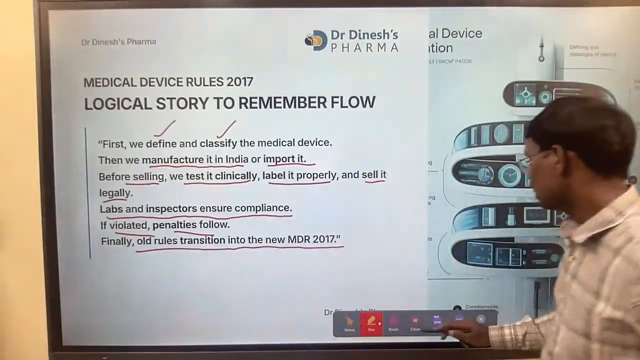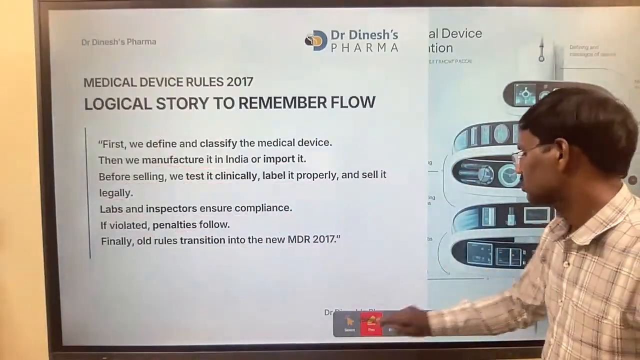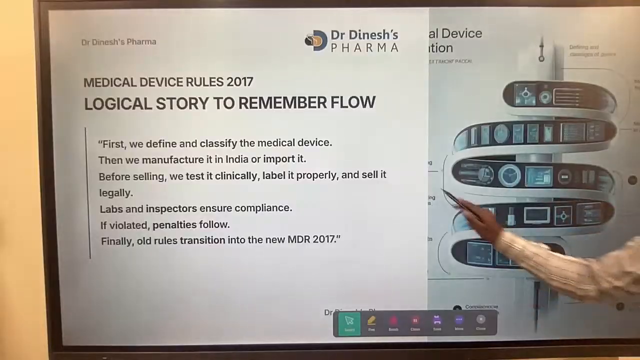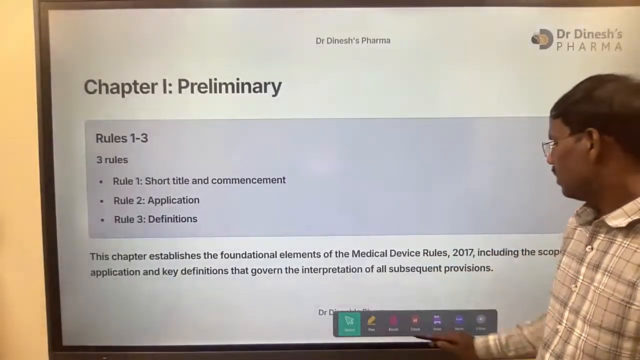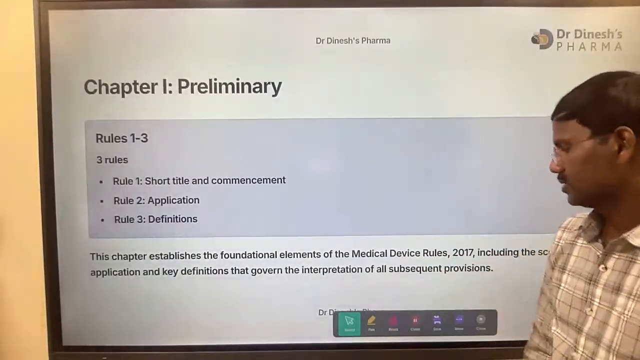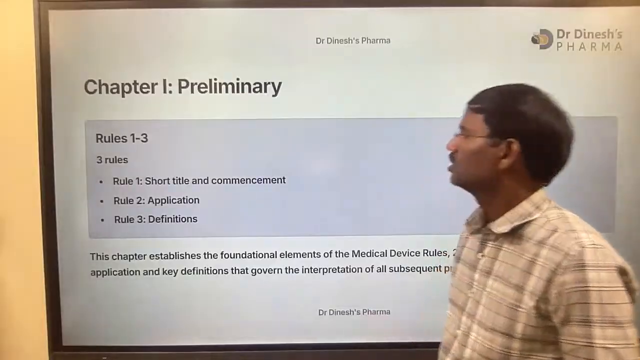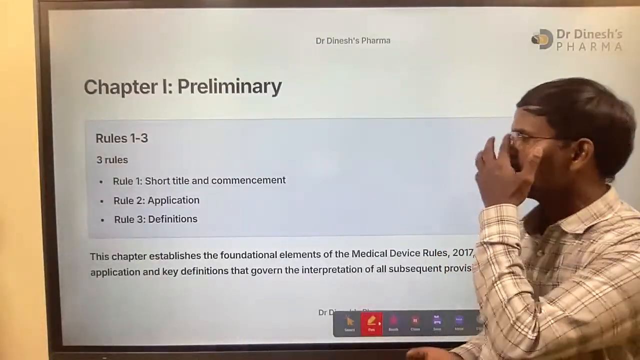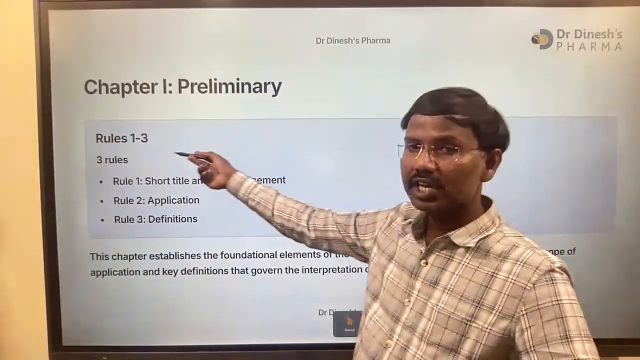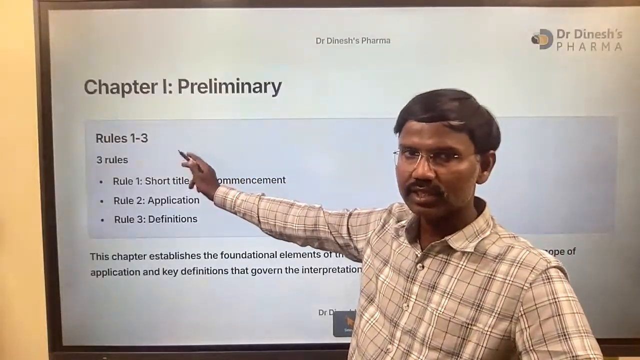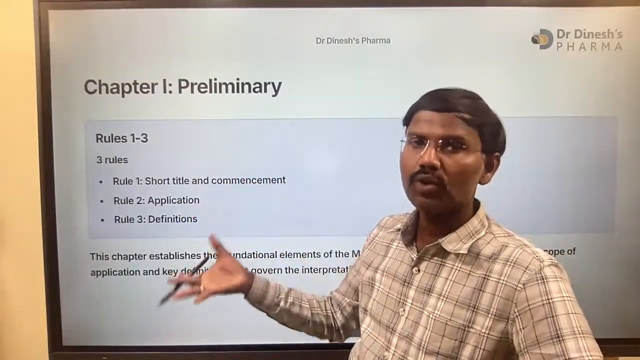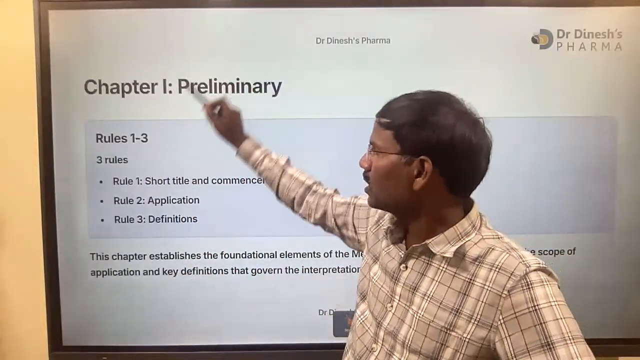So let us go into the individual chapters. This is how the flow will be, right? So we can remember the chapters of the Medical Device Rules. The first chapter is preliminary, as we discussed, definition. In this there are 3 rules. So don't worry about the rules; again, I will tell the connection between one rule and another rule. The first chapter contains 3 rules.